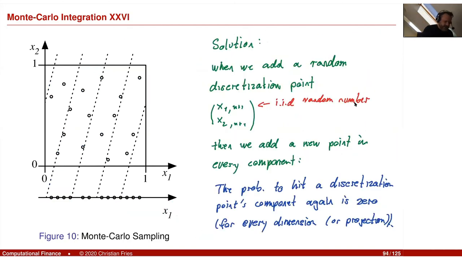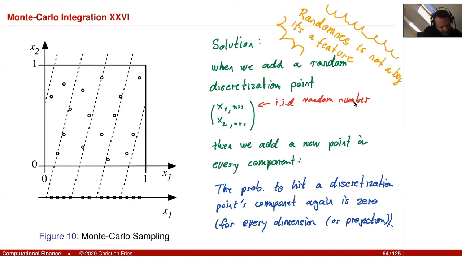In the Monte Carlo simulation, every point is contributing in every dimension. So that's why it breaks up this curse of dimension. And you see that we achieved this explicitly by having this random nature. Okay, so conclusion. The randomness is not a bug here. It's a feature. Okay, so that's nice. I hope this was maybe giving you some intuition.